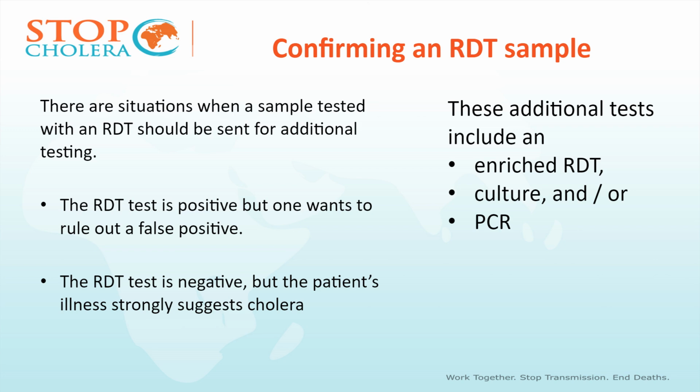There are 3 ways to confirm an RDT result. We stress that these methods are especially useful to confirm positive results to rule out a false positive RDT result. But each of these confirmatory methods can also be used if the RDT is negative when the clinical presentation strongly suggests cholera. The tests include the enriched RDT, culture, and PCR.